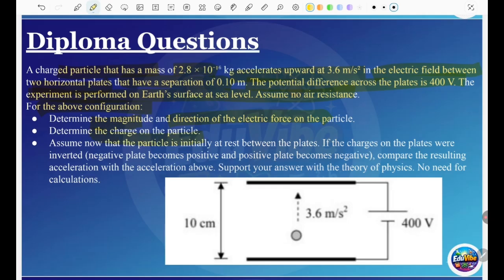Then identify the charge, and then we have some one theory question. So that's the type of thing that sometimes in the written you get some theory question to answer in some sentences. So the first question only involves we have to find the electric force, its direction and the magnitude. So how can we do this?